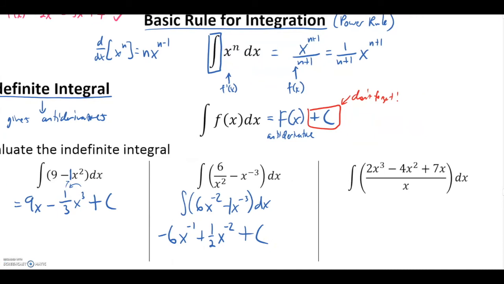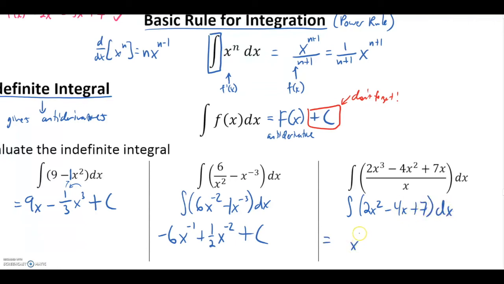And on our last example, we haven't talked about how to work with this indefinite integral with a quotient, so we're going to get out of having a quotient. I'm going to go ahead and divide all these by x because they all have x's there. I can simplify this down to the integral of 2x squared minus 4x plus 7 dx.